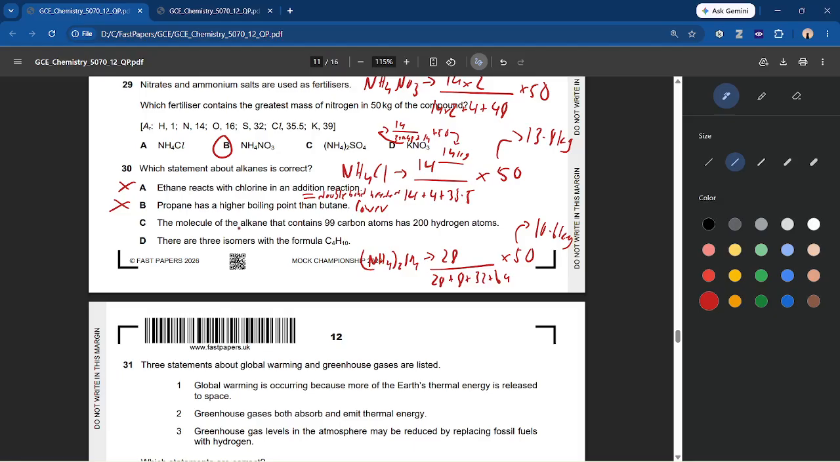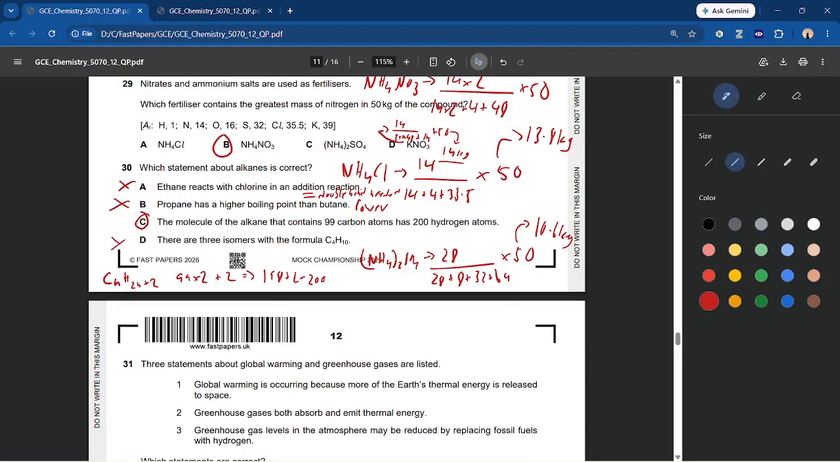For here, the molecule of the alkane that contains 99 carbon atoms has 200 hydrogen atoms. So for alkanes, it's CnH2n+2. So if n is equal to 99, this will be 99 into 2 plus 2. So 99 into 2 is 198, plus 2 is equal to 200. So actually the answer is C. Nice. And there are 3 isomers in the formula C4H10. We don't need to go any further. We already know that the answer is C.